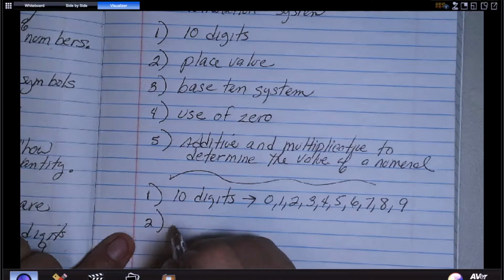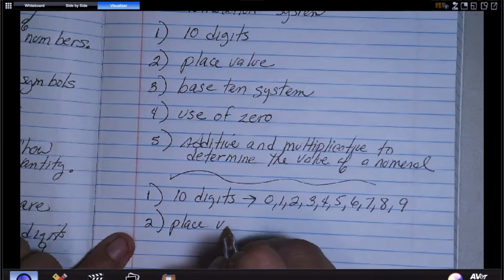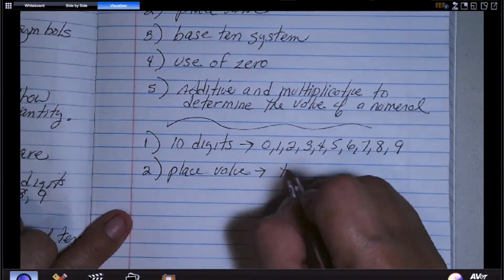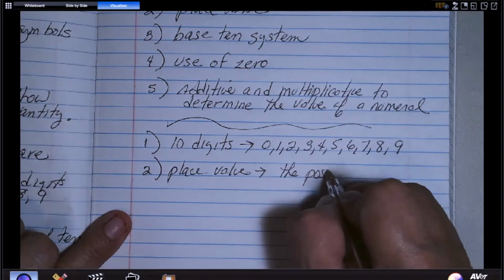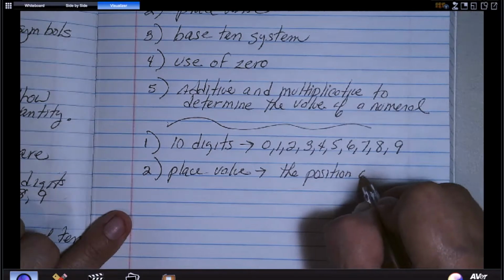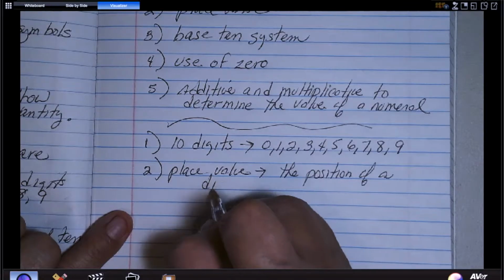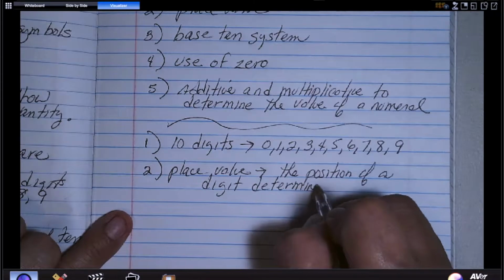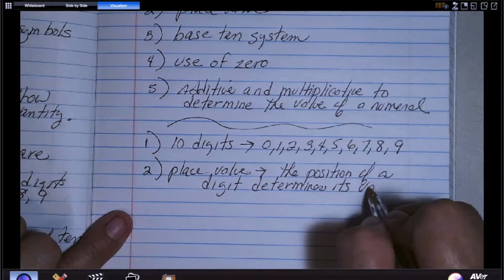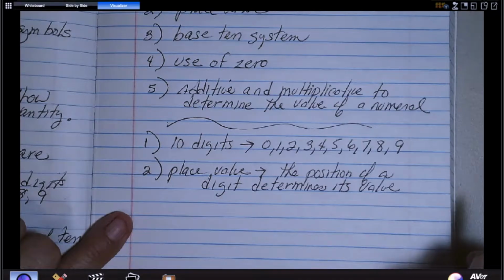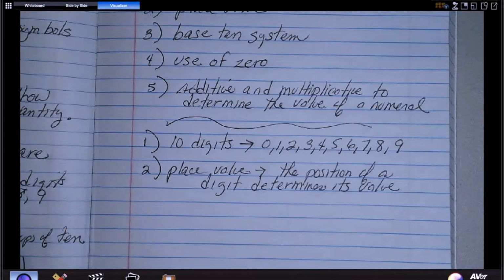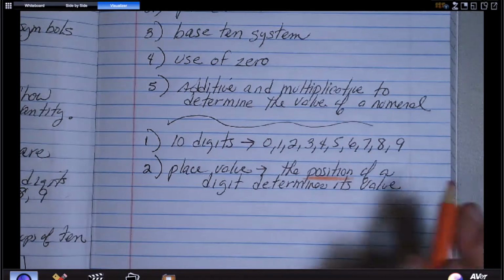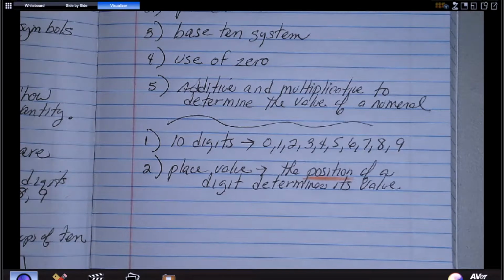Number 2, place value. Let's look at the definition of place value. Place value: the position of a digit determines its value. So let's highlight that word, position.